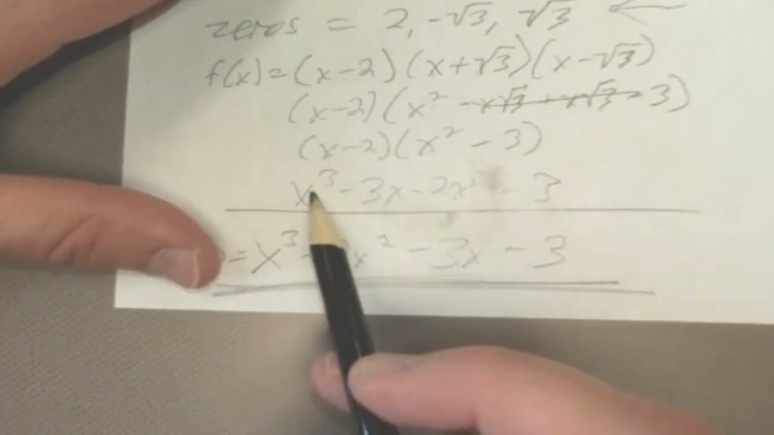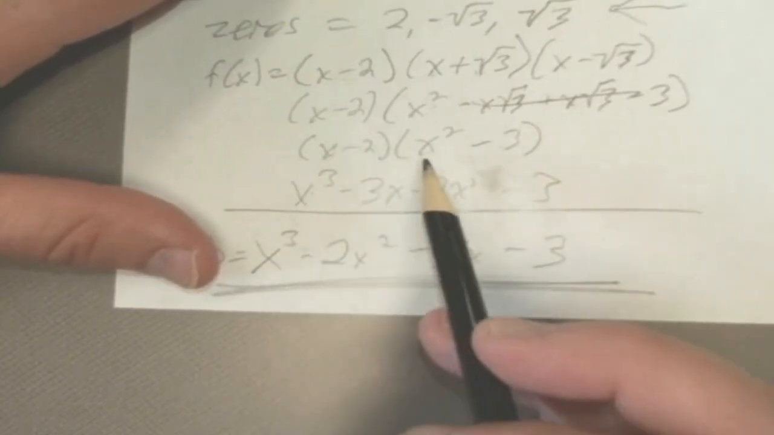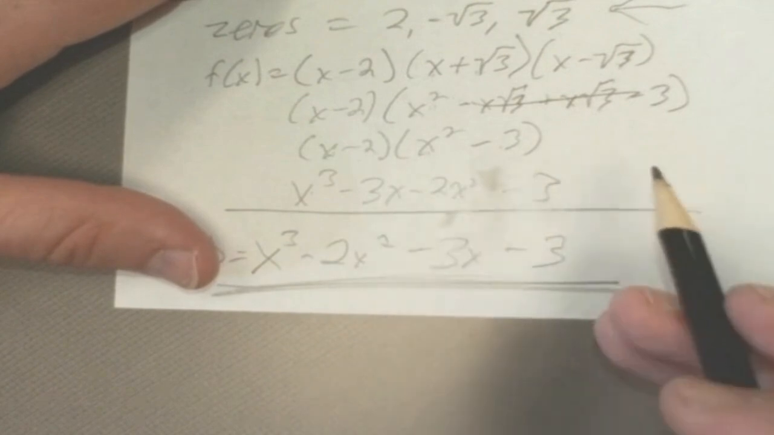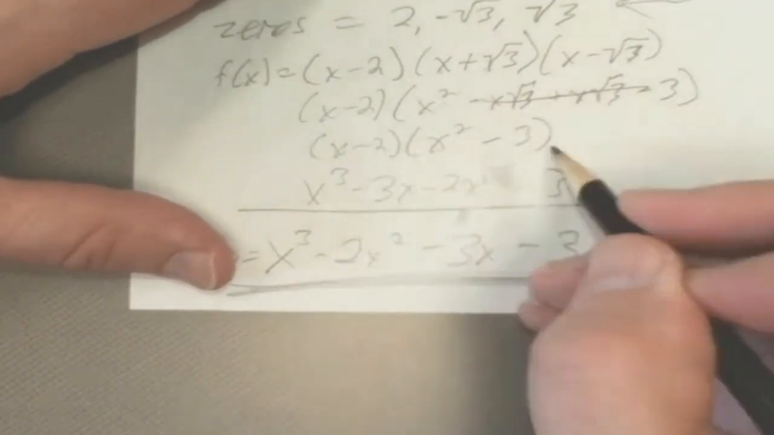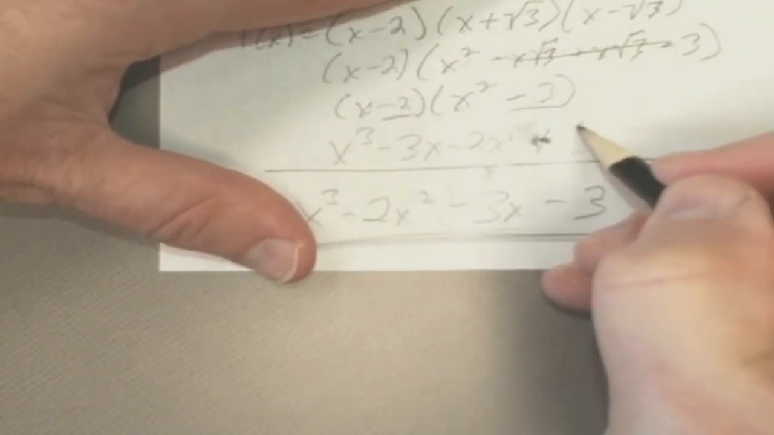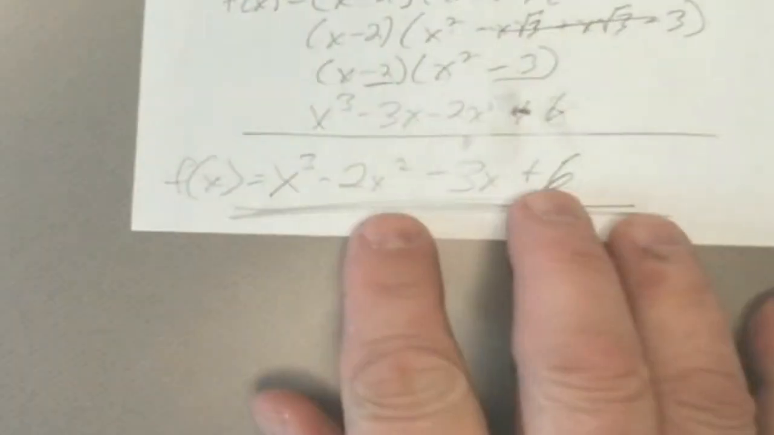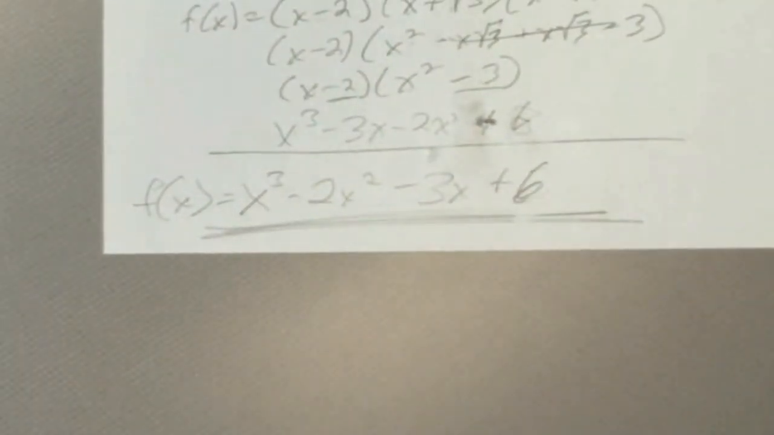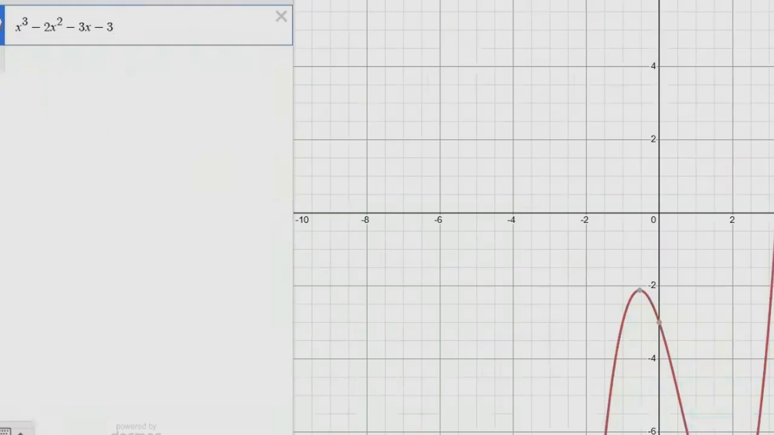x times x is x to the third. x times negative 3, negative 2x squared minus 3. Oh, no, it's not minus 3 at the end. There's where I messed it up. I have to take the negative 2 times negative 3. This is plus 6. The end is a plus 6. I messed up the math on that. I forgot to multiply the last term.